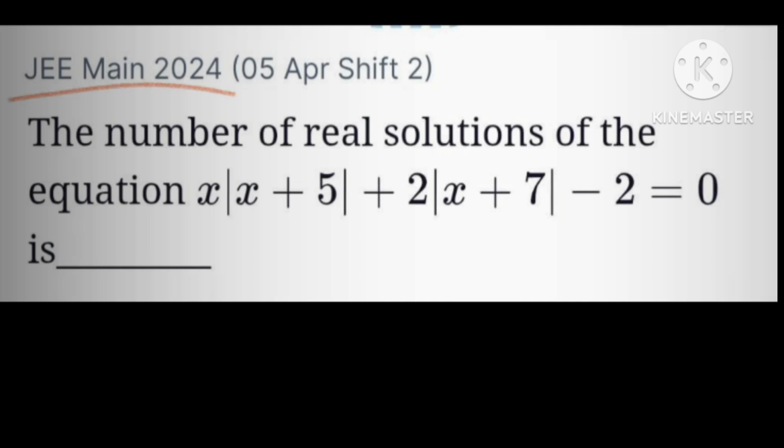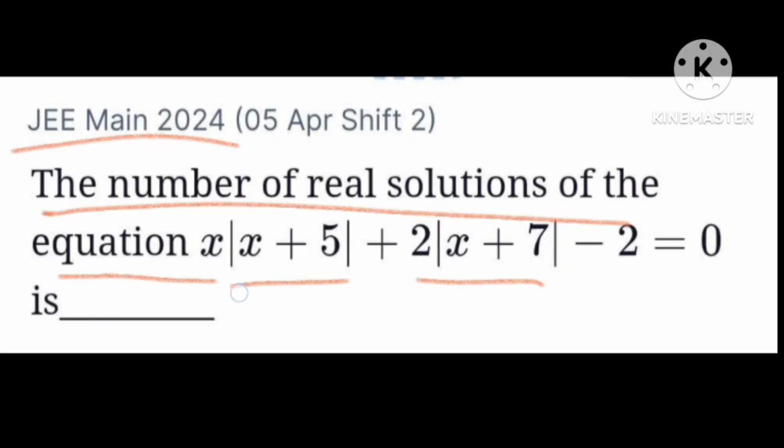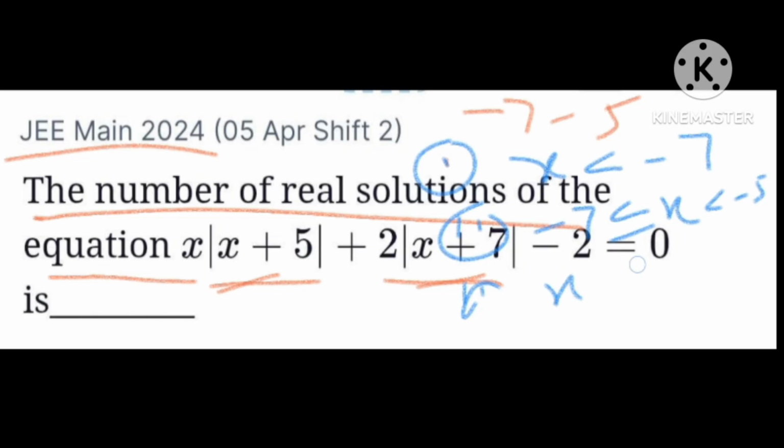So JEE Mains 2024, the number of real solutions of the equation x modulus of x plus 5 plus 2 modulus of x plus 7 minus 2 equal to 0. In this value x is equal to minus 5, in this value x is equal to minus 7. So minus 7 and minus 5 are the roots. Here first case, x less than minus 7. Second case, minus 7 less than or equal to x less than minus 5. Third case, x greater than or equal to minus 5. So these are the 3 cases.